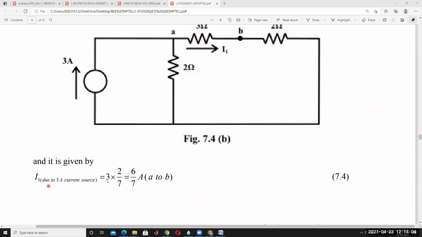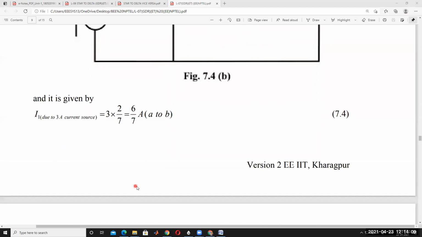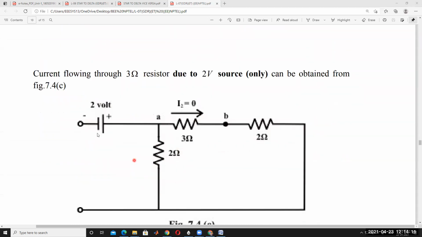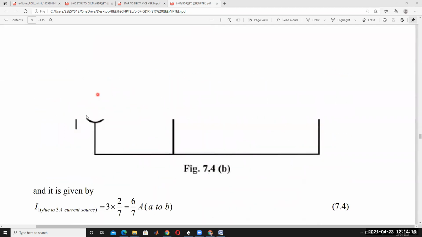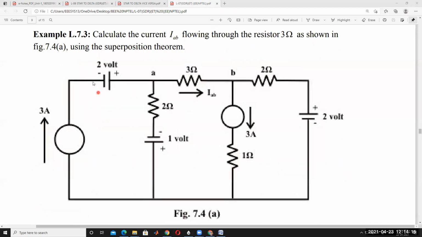That's why current I1 due to the 3 amp current source is nothing but positive, that is 6 by 7. Understood? And then this current source is completed, and then activate this source and deactivate the remaining sources.